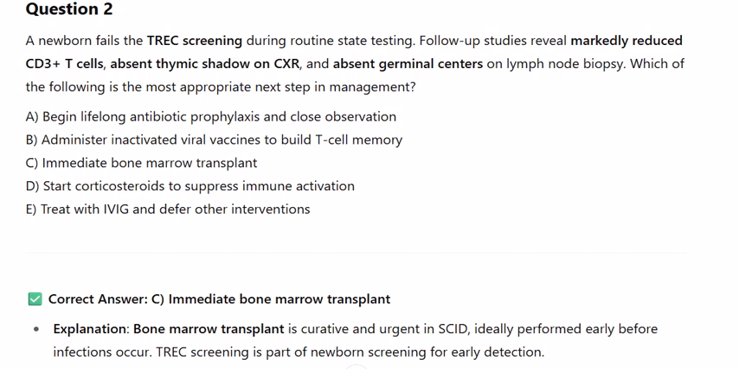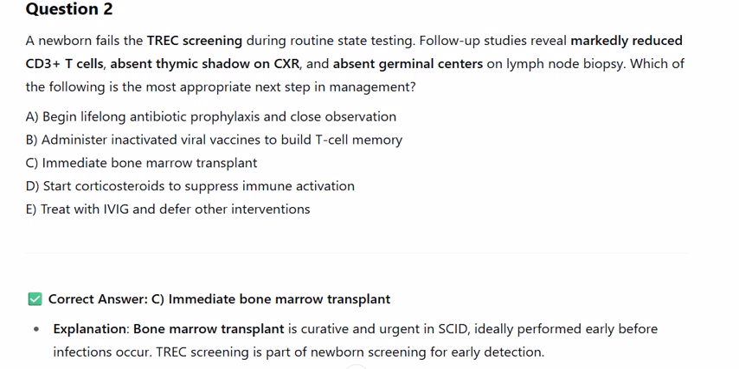A. Begin lifelong antibiotic prophylaxis and close observation. B. Administer inactivated viral vaccines to build T-cell memory. C. Immediate bone marrow transplant. D. Start corticosteroids to suppress immune activation. E. Treat with IVIG and defer other interventions.